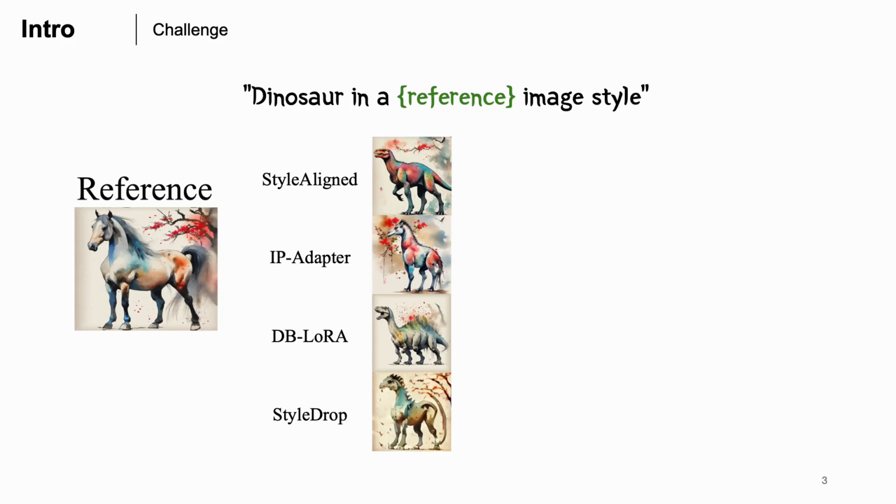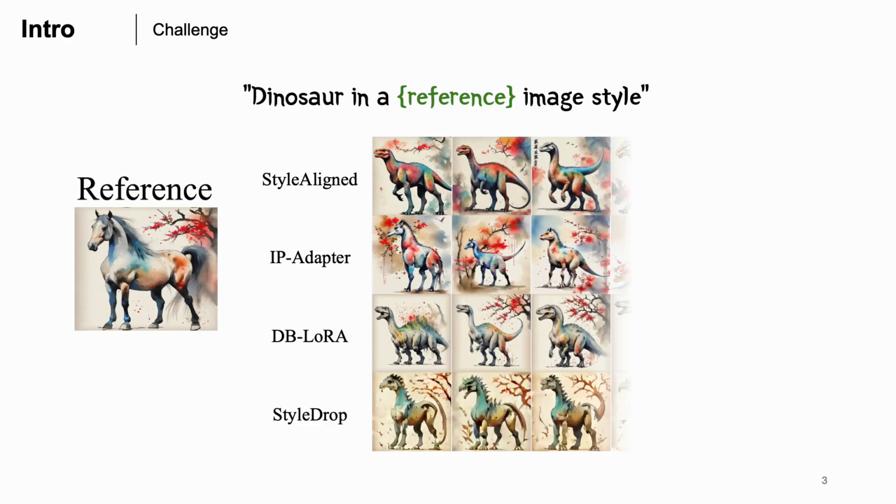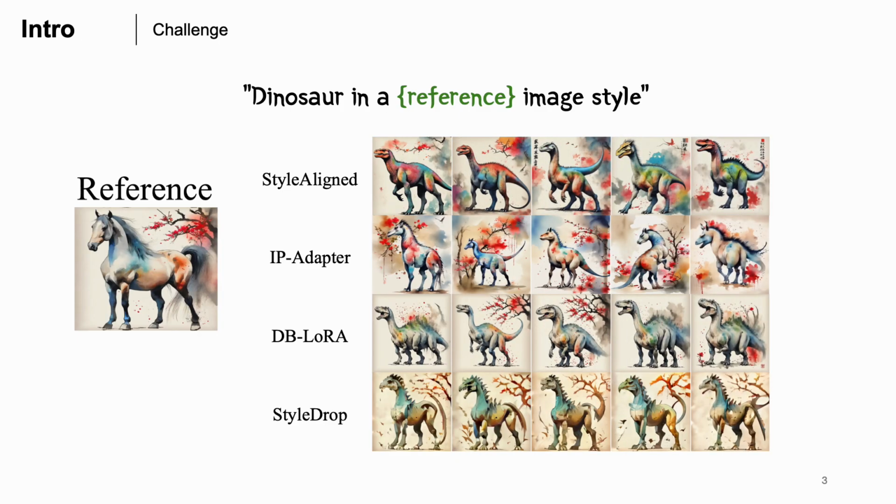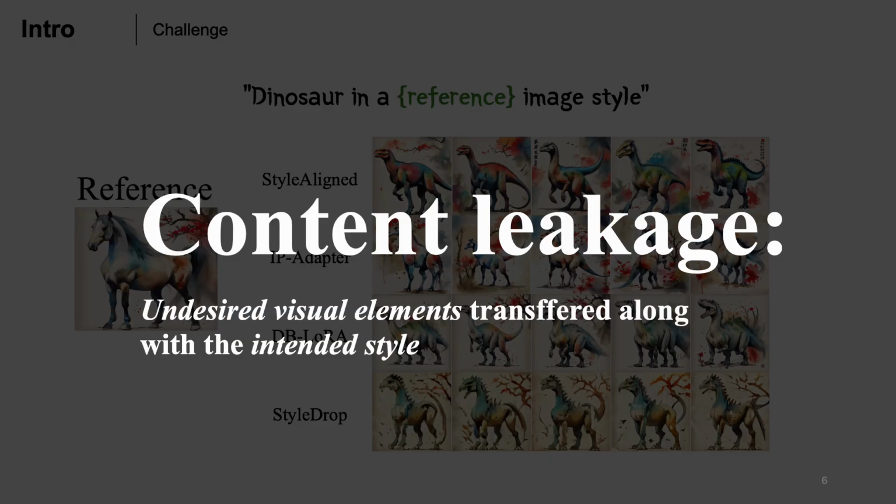However, if we try to generate more images from various random noise, problems arise. Despite being generated with different random seeds, all dinosaurs are aligned in the same direction as the horse, facing left side. In addition, they all have these silly horse-like legs. I've never seen this kind of mixed creature in a science book before. We call this problem content leakage, where undesired visual elements are transferred along with the intended style.